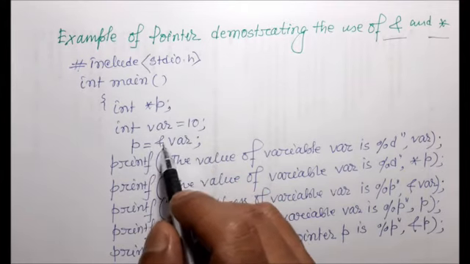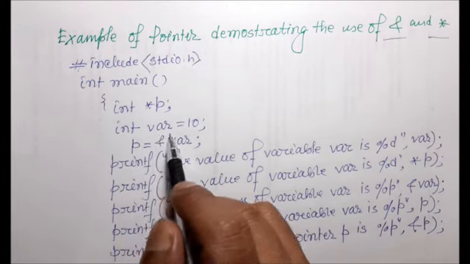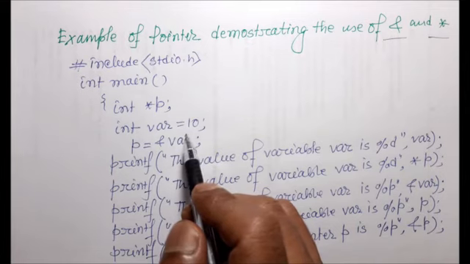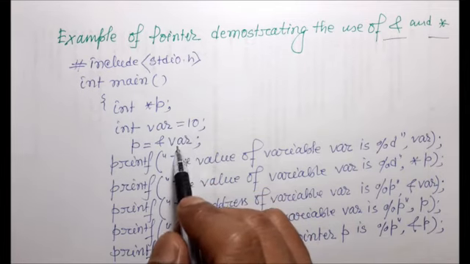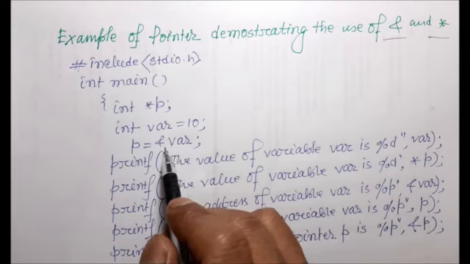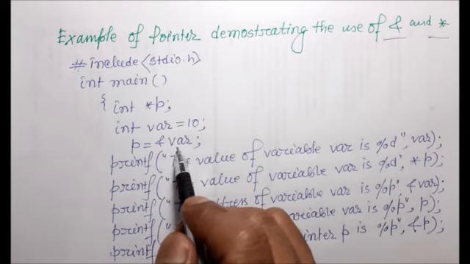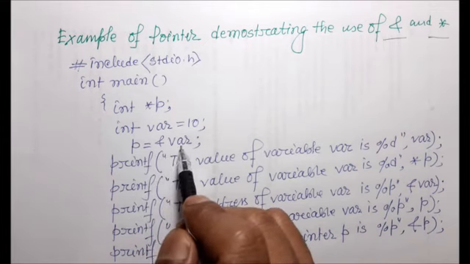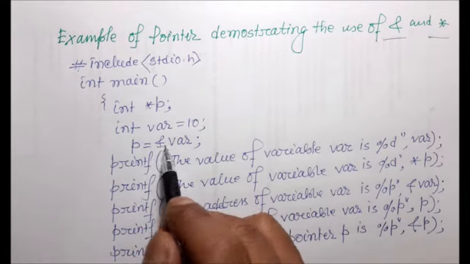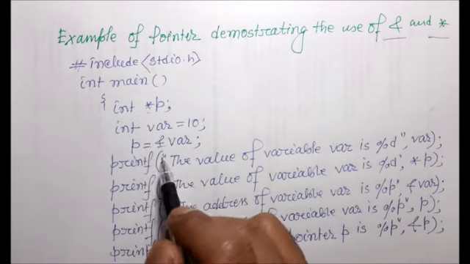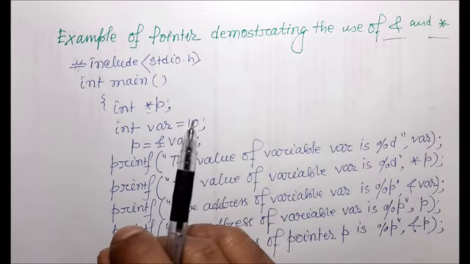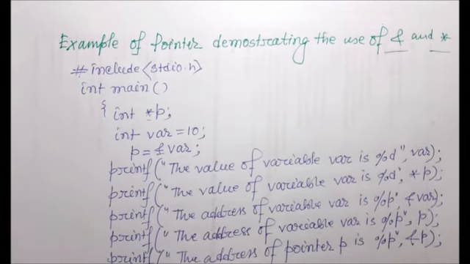I have taken another variable, for example int var equal to 10. That means the value of this variable is 10, and we know how to initialize the pointer value. Pointer value is always an address. So, I have just assigned p equal to ampersand var. Here I am just using the ampersand symbol, and here I have used star. So, whatever the address, that address will be assigned to this pointer variable.